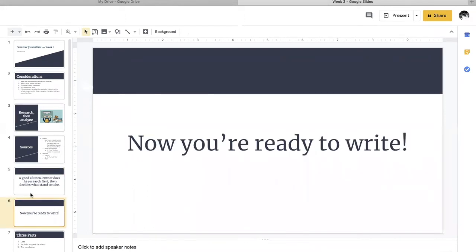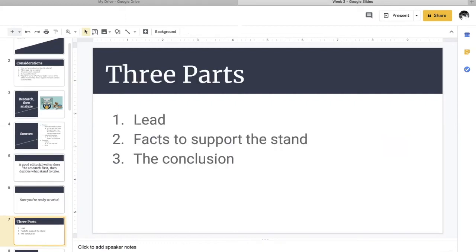So, okay, now you're ready to write. And this is the fun part. In an opinion article, much like an English essay, there are three parts. There's the lead, which is the beginning part where you state your point. Then there are facts to support the stand, which is the main body of your article. And then the conclusion, at the end, where you summarize all your points and really drive your opinion home to the reader about why they should believe this or that, or whatever you are supporting in your article.